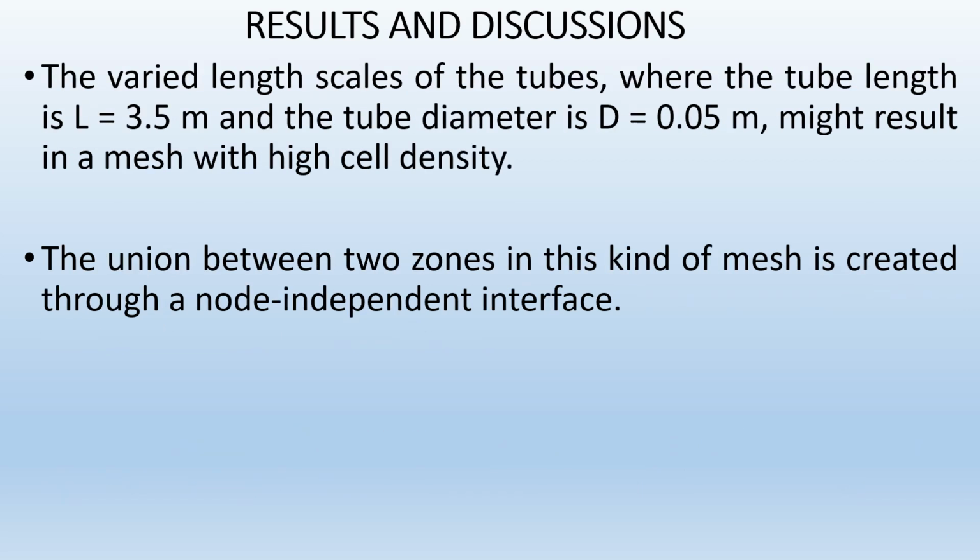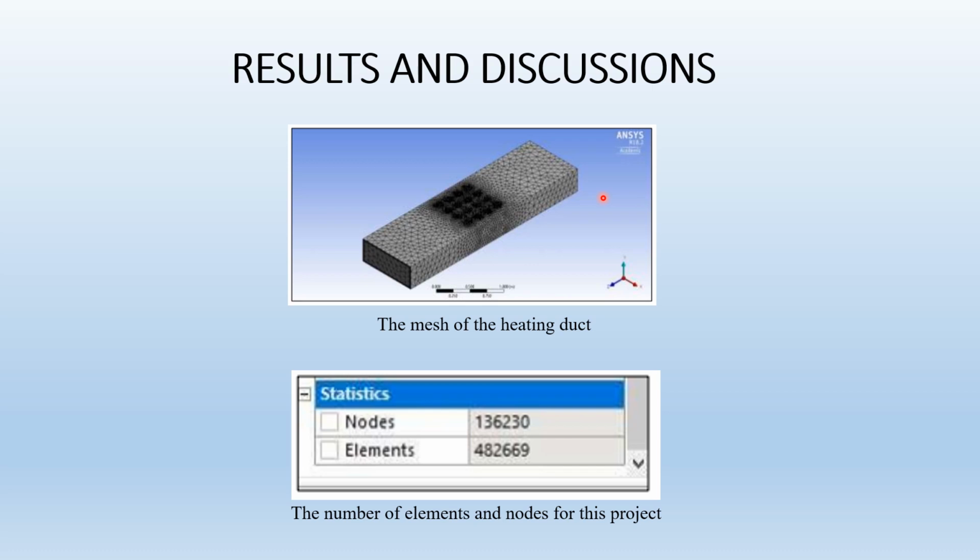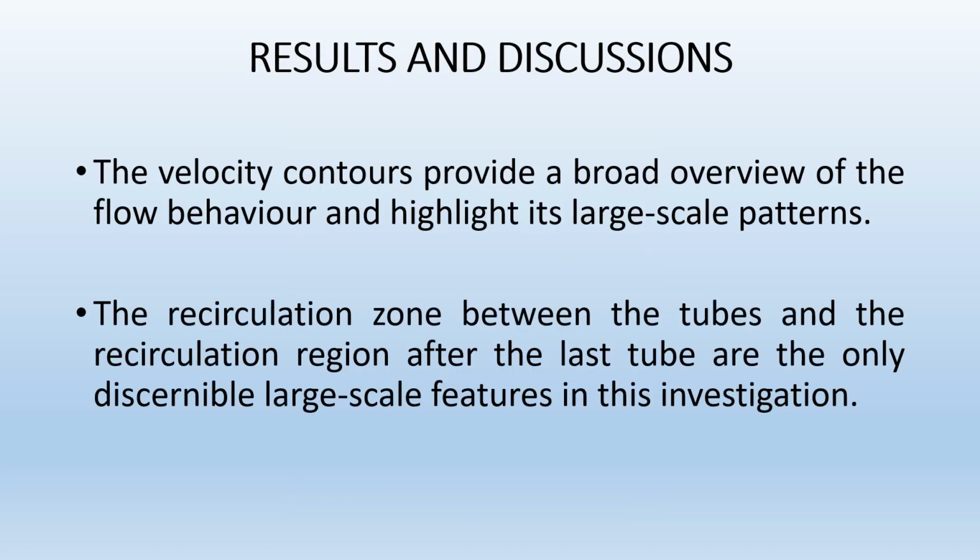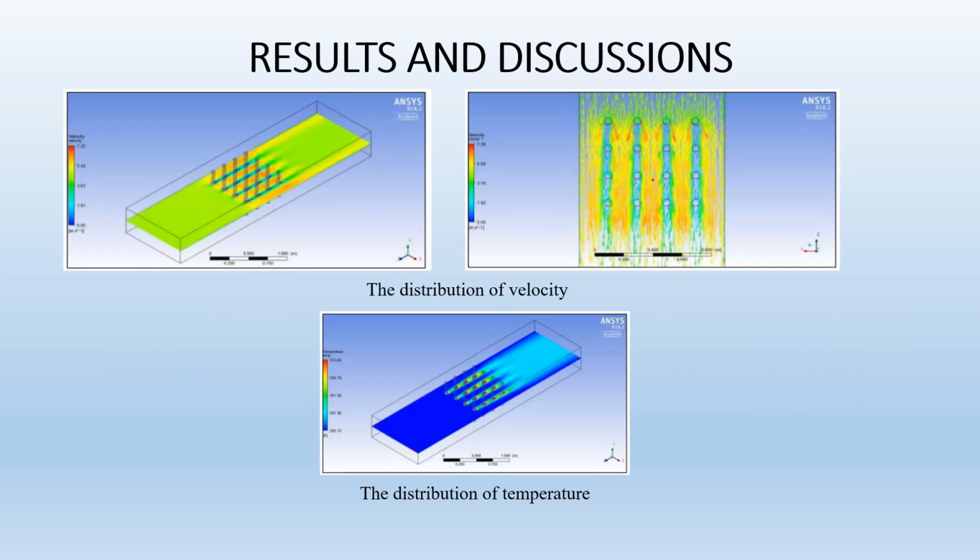The varied length scale of the tube, where the tube length is 3.5 meter and tube diameter is 0.05 meter, might result in a mesh with high cell density. The union between two zones in the mesh is created through a non-conformal interface. The figure shows the mesh of the heating duct, and this one shows the number of elements and nodes for this project. The velocity contours provide a broad overview of the flow behavior and highlight its large-scale pattern. The recirculation zone between the tubes and the recirculation region after the last tube are the only discernible large-scale features in this investigation. From simulation, the figure shows the distribution of velocity.